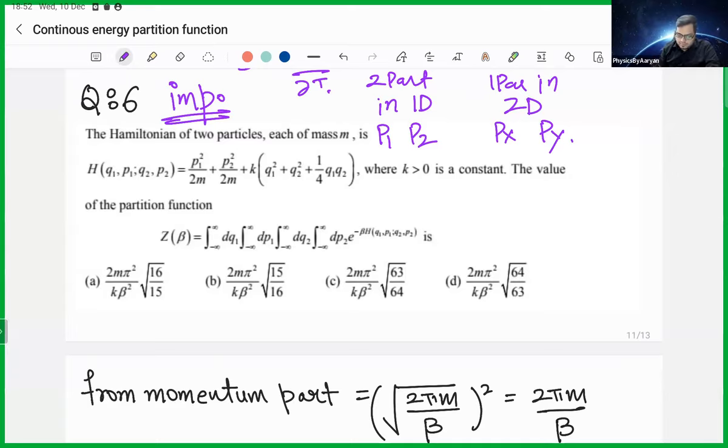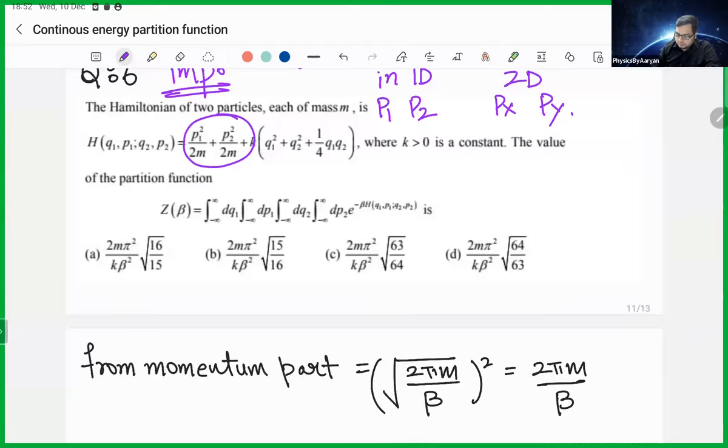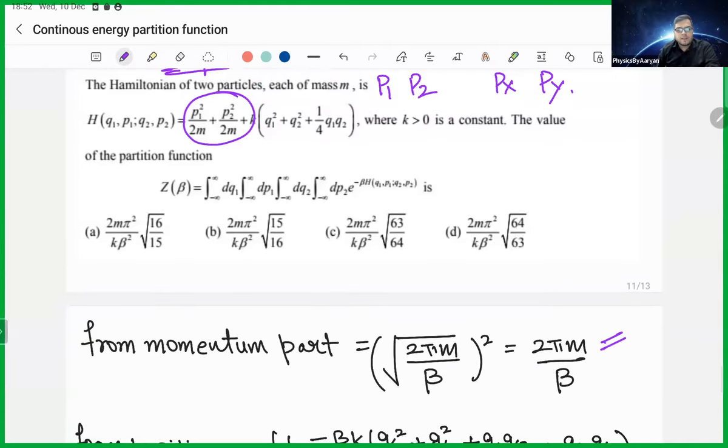So let's begin. When I start finding the partition function, first I need to deal with the momentum part. Do you all agree that for momentum, this will be the partition function? You all agree first? How many questions have we done so far? In all of them, we are getting the same thing. Now what we need is the position part. Solving this is important. The rest is simple.